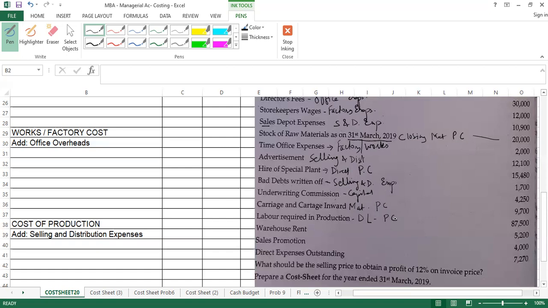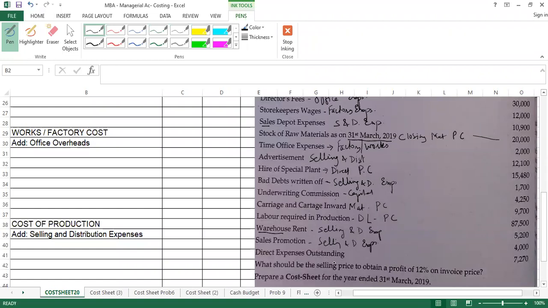Warehouse rent. Warehouse is a place where we stock finished goods. So this is nothing to do with the manufacturing process. This is distribution expenses. So it will go in selling and distribution expenses. Next. Sales promotion. Again, this is selling and distribution expenses. Next.